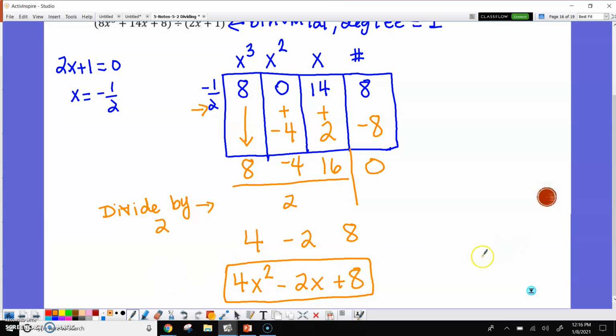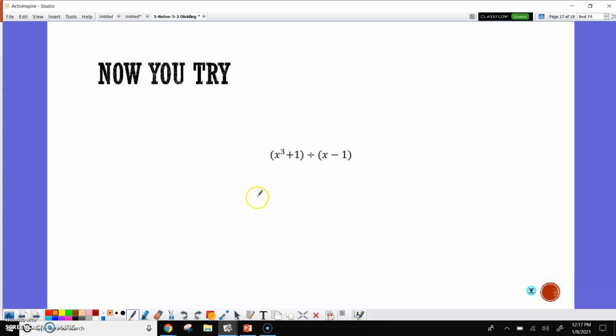So synthetic is a lot faster than long division. You don't have to worry about the exponents and everything like that. And multiplying, you just worry about the coefficients and do the multiplication and addition, multiplication, addition. But you can only do it if you're dividing by a binomial. So that's the drawback of synthetic division. Okay? Now you go ahead and try this one. Pause the video and give this one a try.